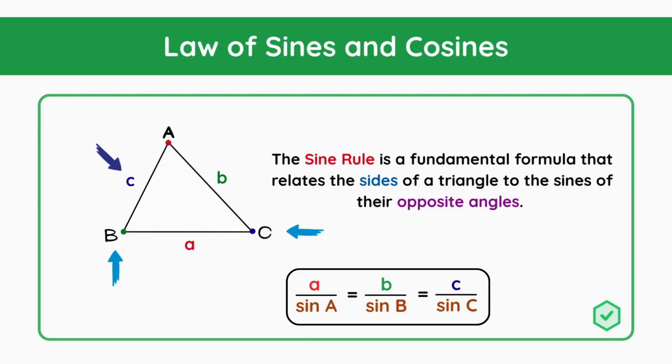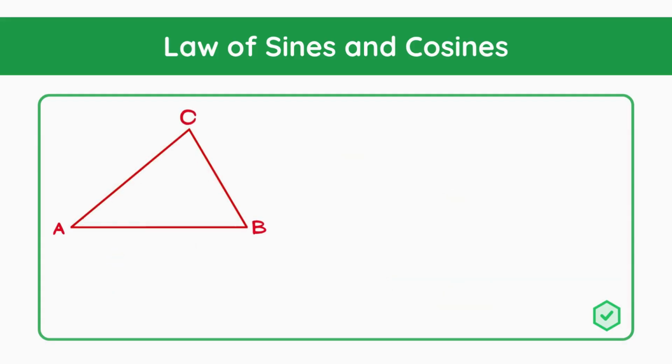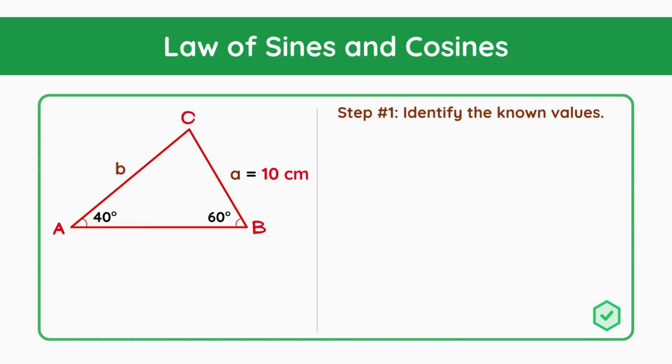Let me work through an example. In triangle ABC, angle A equals 40 degrees, angle B equals 60 degrees, and side A equals 10 centimeters. We are asked to find side B. We follow 4 clear steps for every question. Step 1. Identify the known values. We have side A equals 10 centimeters, angle A equals 40 degrees, and angle B equals 60 degrees.